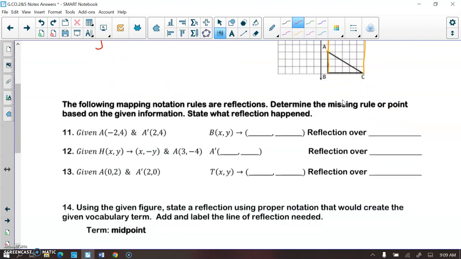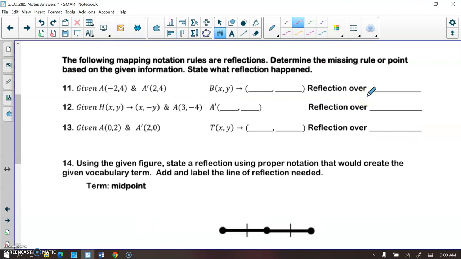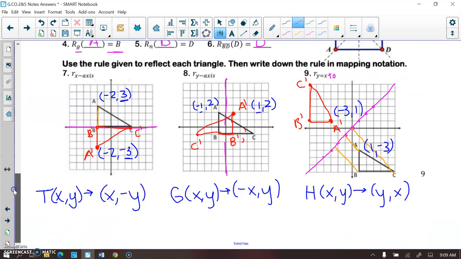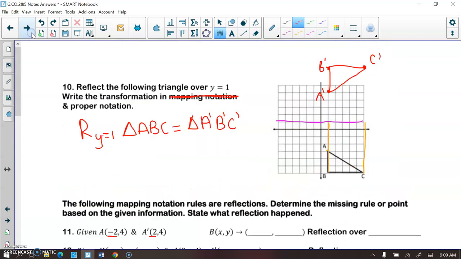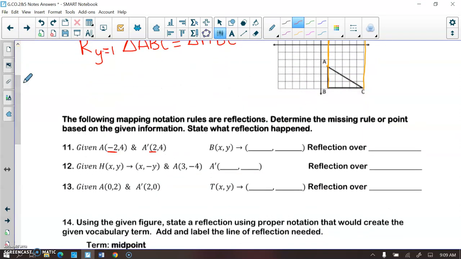All right, so number 11, now we have our rule, or we're trying to find the rule. So what happened between A and A prime was we made our x value negative. So that would have been a reflection over the y-axis, because remember, if we look back at these rules here, a reflection over the y-axis made your x value negative. So your rule is we did negative x and left y alone, and this was a reflection over the y-axis.